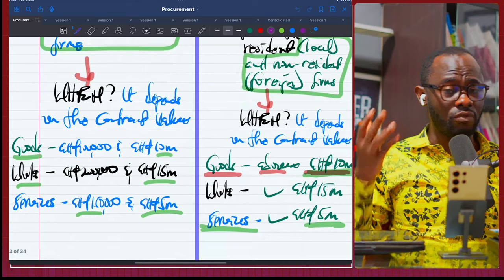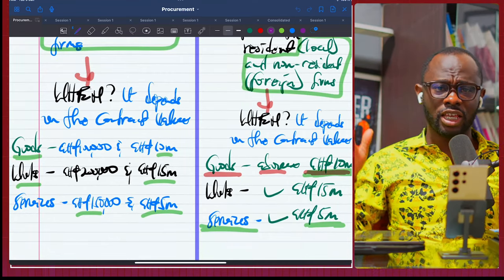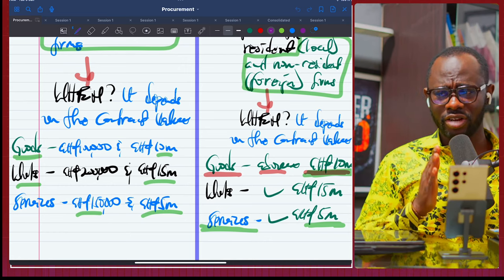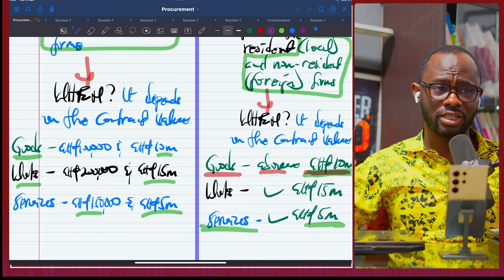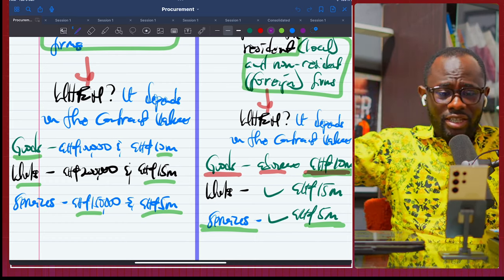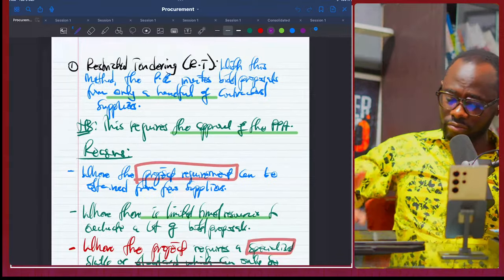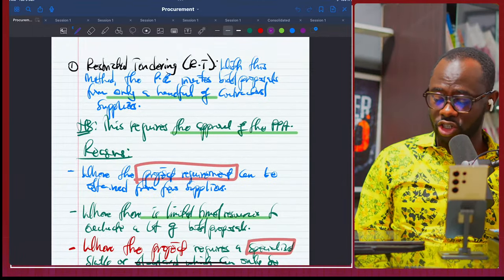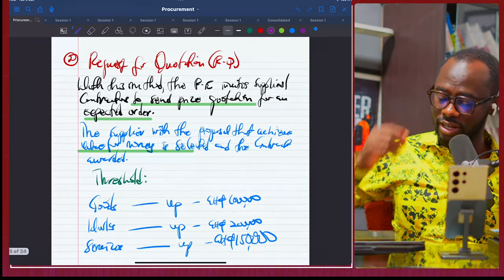And so if you remember, we said that depending on how excited the examiner is, he could ask us to write this in a written format, or he could ask us to suggest a procurement method based on a certain project that the entity wants to undertake. Then we spoke about restricted tendering, and discussed the various issues that we must understand there.